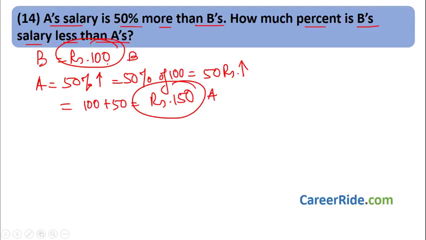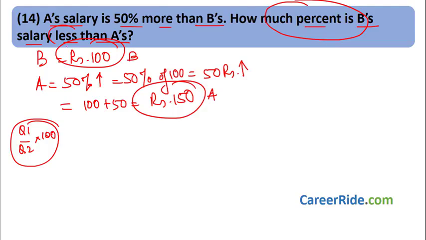Now what we have to find? How much percent is B's salary less than A's? Okay, this is not how much percent is B's salary as compared to A's salary. If that would have been the case, what we would have done? Quantity 1 upon quantity 2 into 100. It would have been very easy, but no, this is not the case. What do we want? How much percent is B's salary less than A's salary?